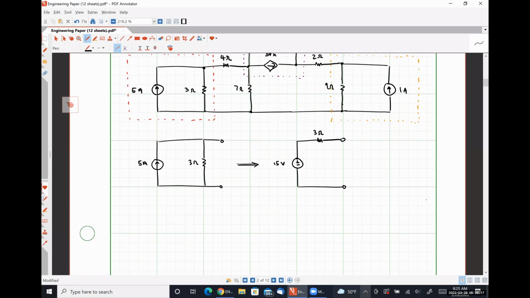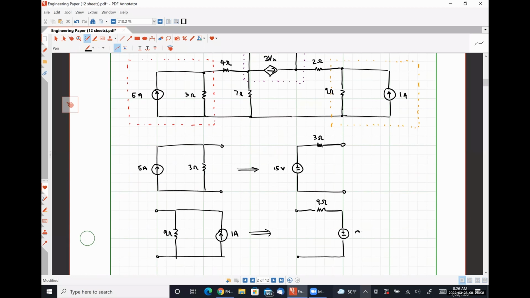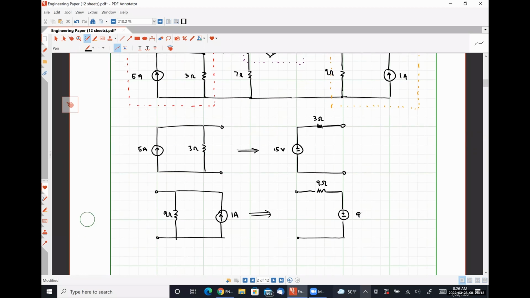Let's look at our 9 ohm resistor in parallel with a 1 amp source. So that's going to look like a 9 ohm resistor in series with a voltage source. What's the value of the voltage source going to be, Michael? 9 volts. 9 ohms times 1 amp. Gosh, I don't know why my screen is wiggling. Is 9 volts.